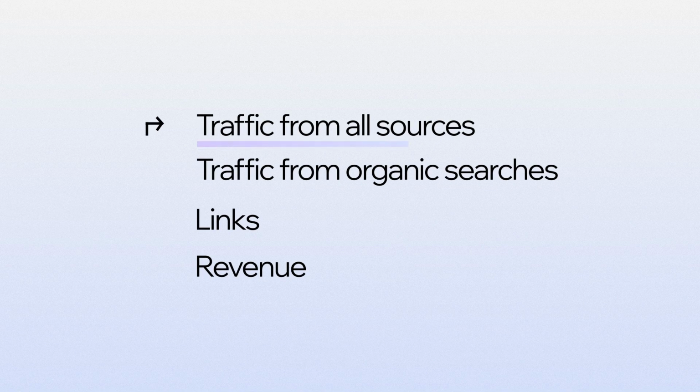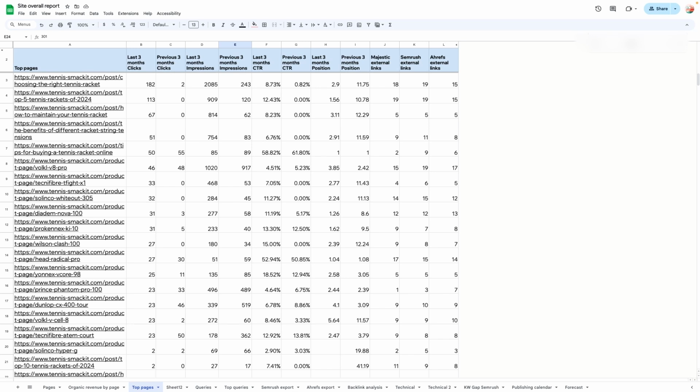Your content analysis report should include important measurements like traffic from all sources, traffic from organic searches, links, and revenue. I also like to include measurements like links from Google Search Console, Majestic, and SEMrush as separate checks, and Google Search Console traffic, and ranking for the page on average. I find that extra data helps me demonstrate to my client why we made the decisions we made.